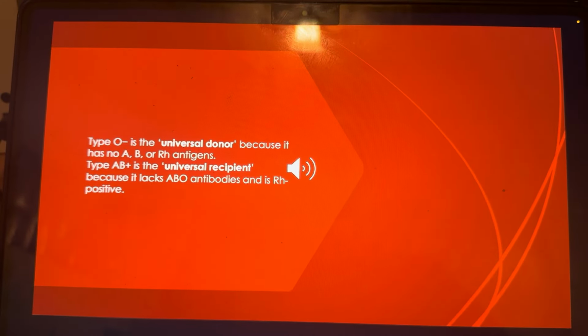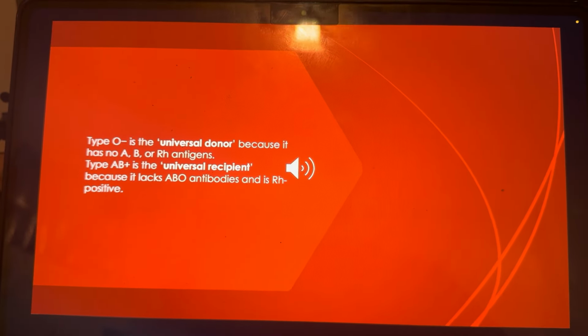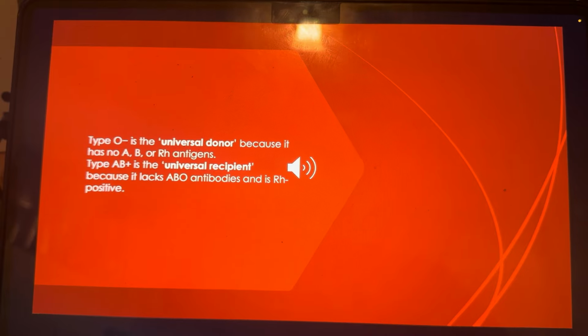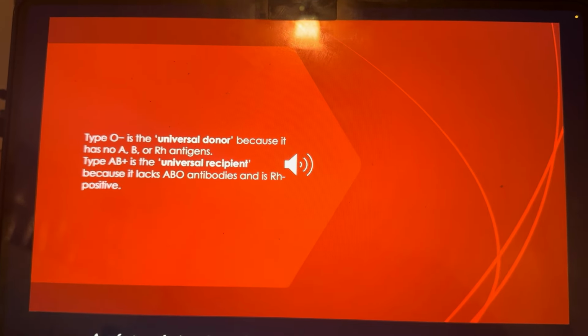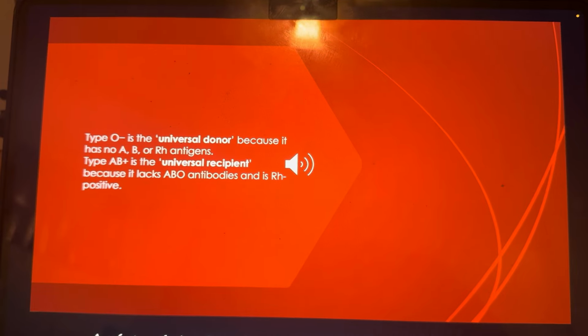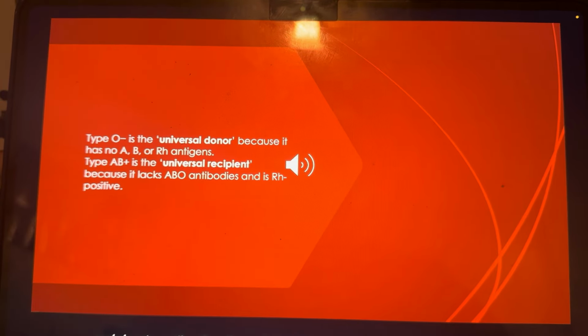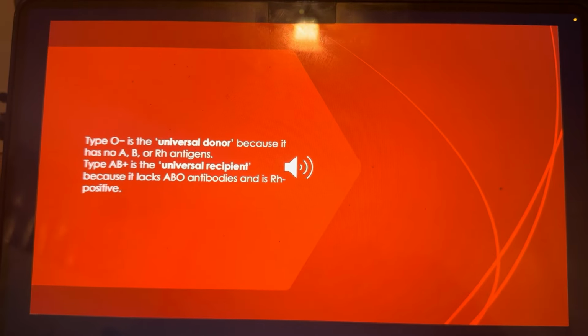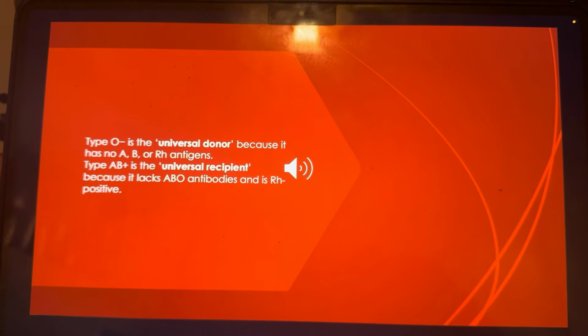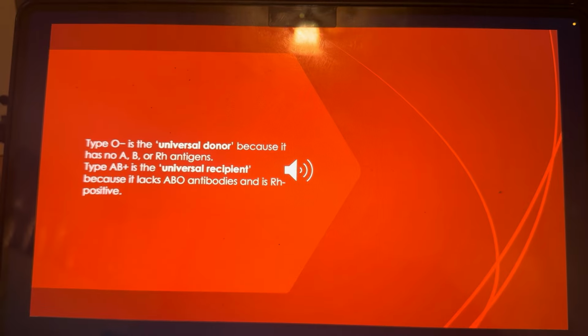A safe transfusion depends on matching a donor's antigens to the recipient's antibodies. Type O negative is the universal donor because it has no A, B, or Rh antigens. Type AB positive is the universal recipient because it lacks ABO antibodies and is Rh positive.